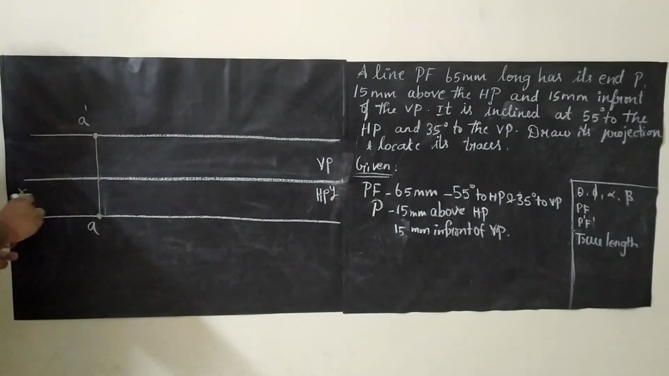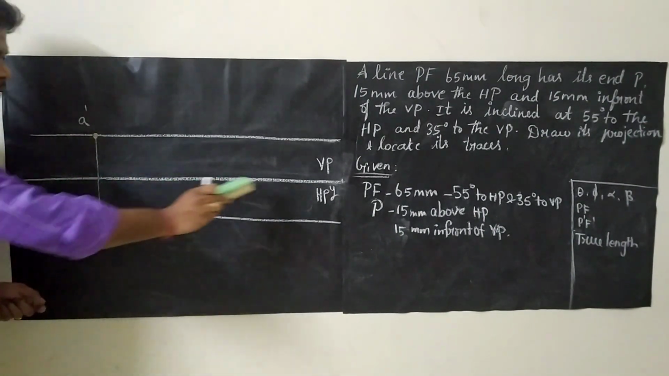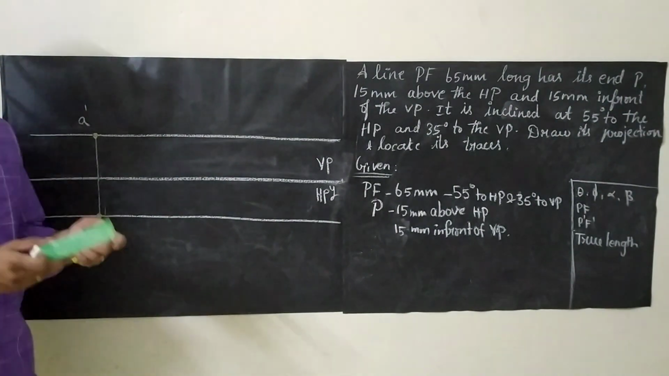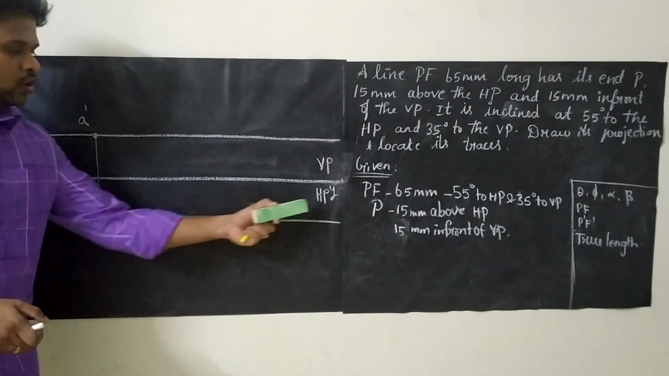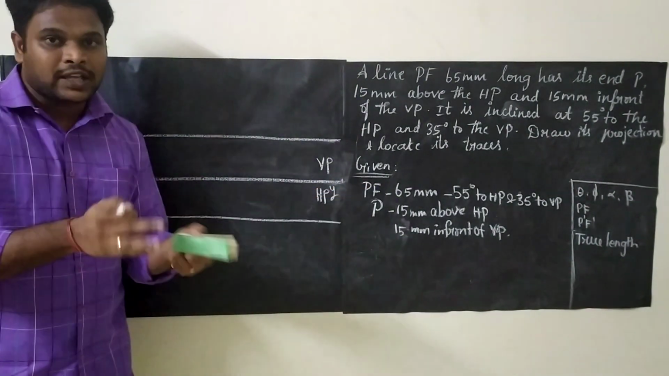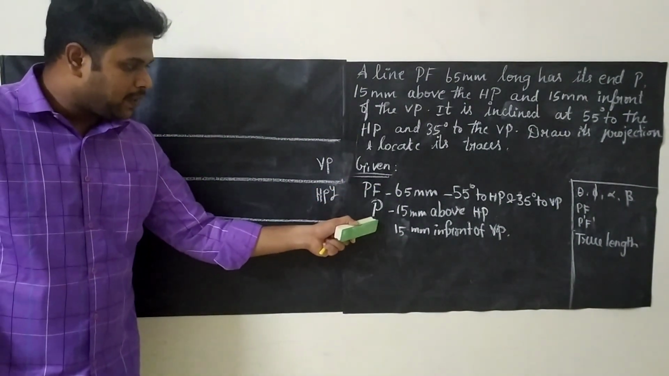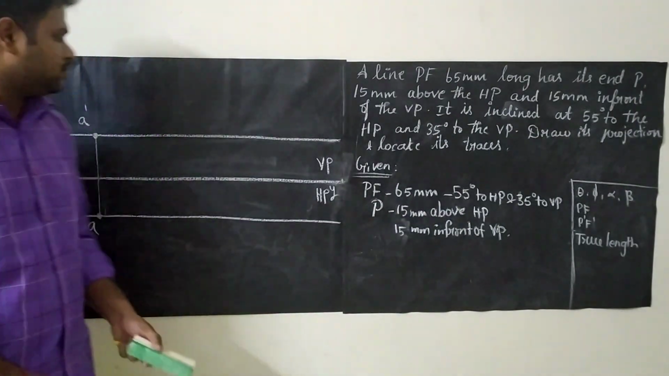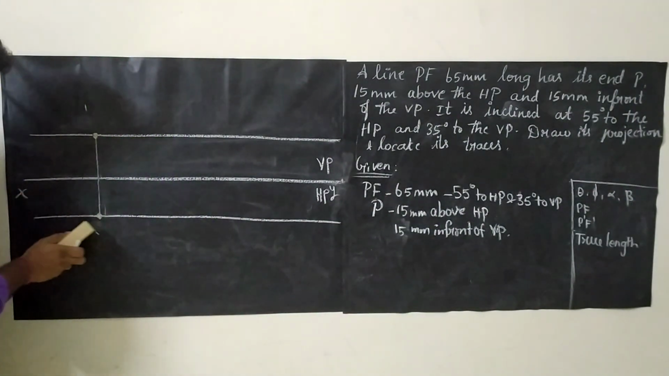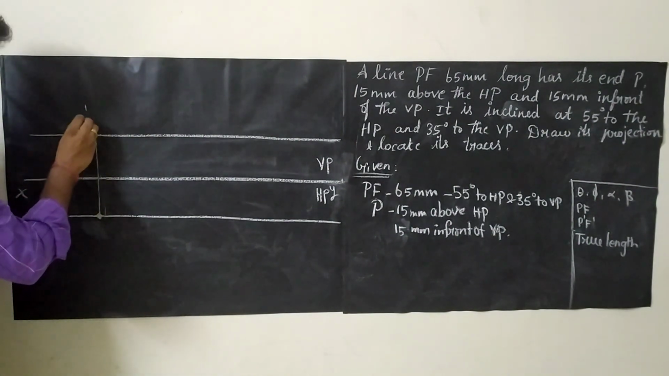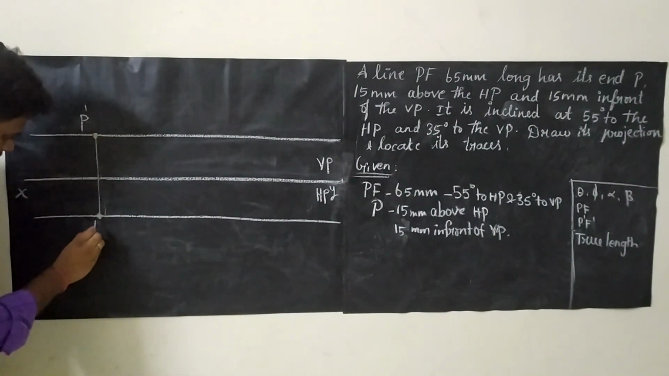First step is we need to draw a reference line. So XY will be a reference line, and after that according to first angle projection we will be writing VP above and HP below. So after that we will be seeing what are the hints we are having. So first hint is P is 15 mm above HP. So actually it's P, it's not A dash, it's actually P. So here P dash and P.